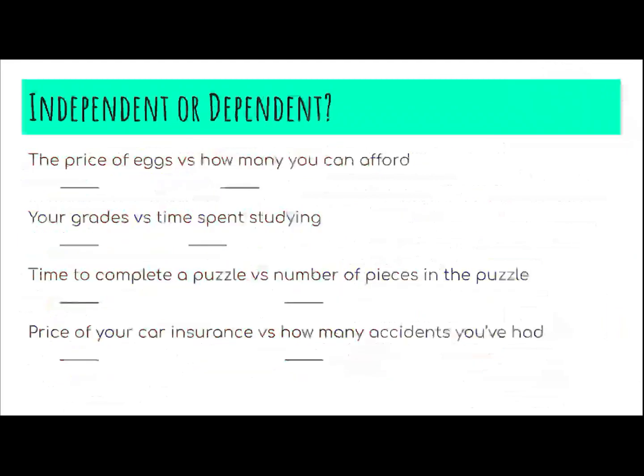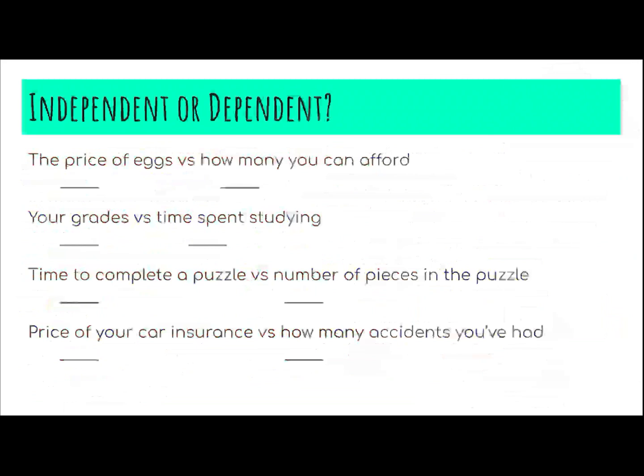Let's look at a few more examples of independent and dependent variables because it's quite important to know the difference. Our first example compares the price of eggs to how many eggs you can afford. As you can imagine, the number of eggs you can afford depends on the price of the eggs, meaning that the price of eggs is the independent variable. That happens no matter what. And the number of eggs you can afford depends on the price of the eggs.